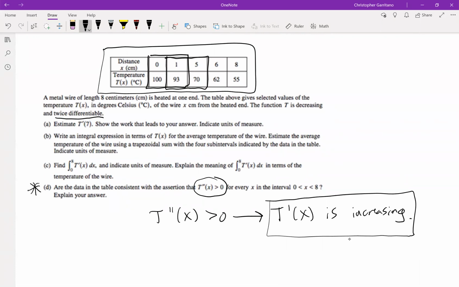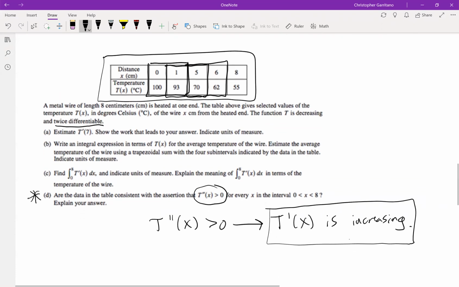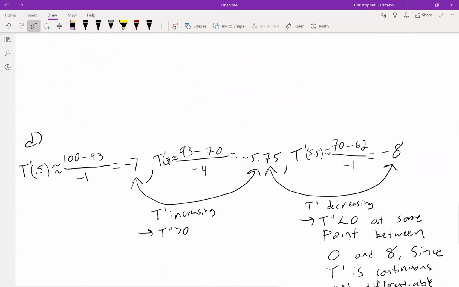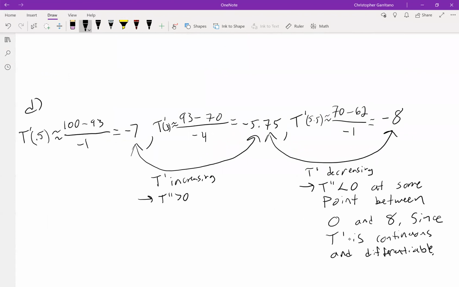So then I went on and I grouped the next 2 points. By the way, this is a calculator problem, so this goes a lot quicker than how I'm explaining it. I'm trying to explain it slowly. So the next 2 points, when x equals 5 and x equals 6, will approximate t prime of 5.5. T prime of 5.5 ends up being -8.